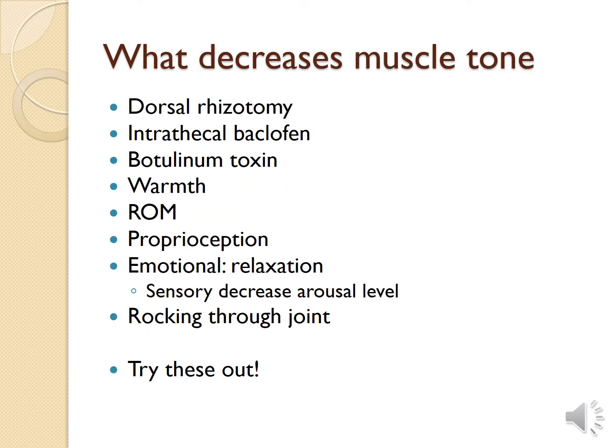What decreases muscle tone? Dorsal rhizotomy is one. A dorsal rhizotomy is a surgical procedure that cuts part of the nerve that innervates the spastic muscle at the spinal cord or at the dorsal horn of the spinal column. So it cuts the nerve root. It is permanent. There's no going back, and it's usually done in adults with care issues.